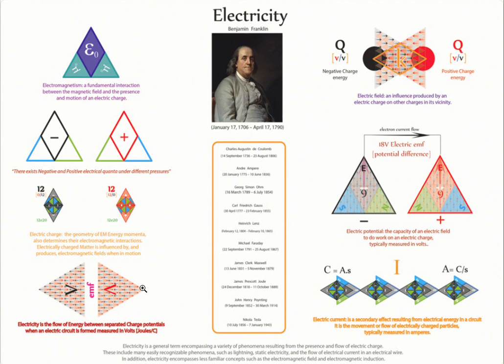Where we separate the charges into distinct positive and negative charged geometries with square energy momenta within them, we create divergent and convergent energy fields, or voltages. The energy per charged geometry is the voltage. Where we separate them, we have the potential to create a force on charged particles.